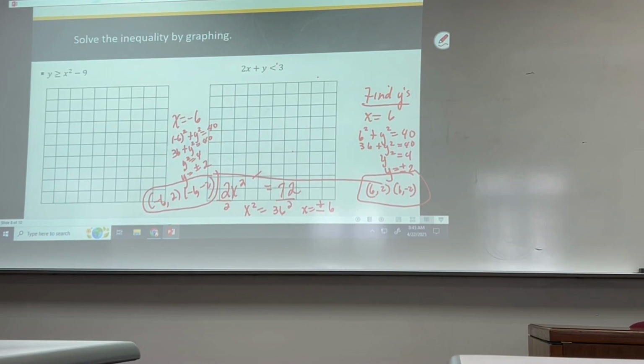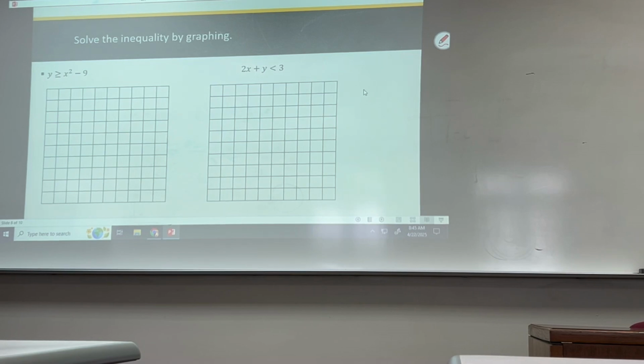And then the last section was section 8.5. This was graphing inequalities and then solving a system of inequalities by graphing, finding where the two shadings overlap. So if you're graphing an inequality, you just graph like you normally would and shade the appropriate side, right? So y is greater than or equal to x squared minus 9. I'm going to graph the equation first. So first I'm going to graph y equals x squared minus 9. Then I'll take care of the shading, the greater than part, okay?